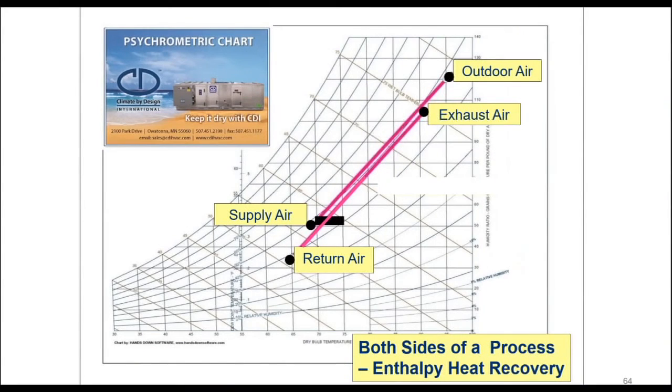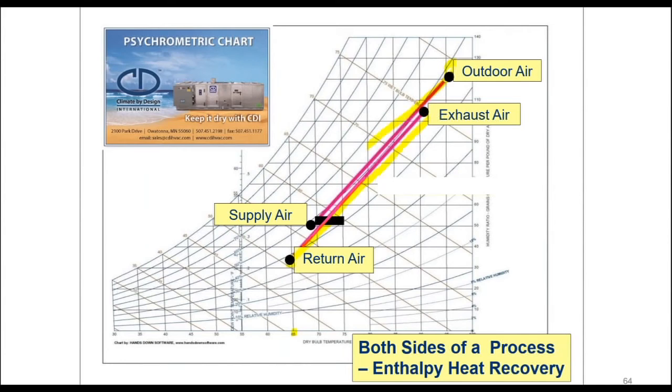Our next example is an enthalpy heat recovery process. We take a return condition, 70 degrees and 50% relative humidity, let's say, and as that return air goes through this enthalpy heat recovery exchanger, it's going to pick up the moisture and the heat of the outdoor air, which is coming across the other side.